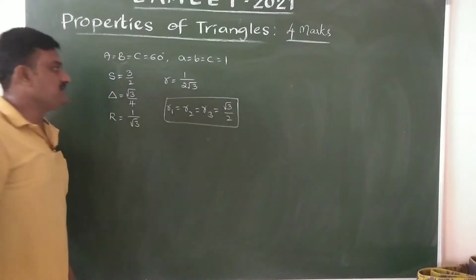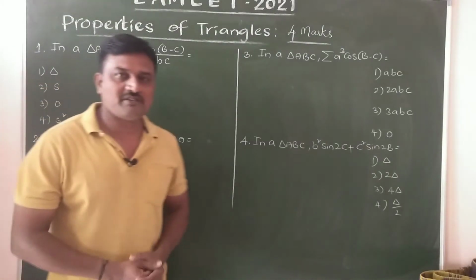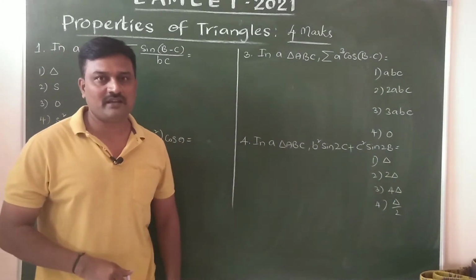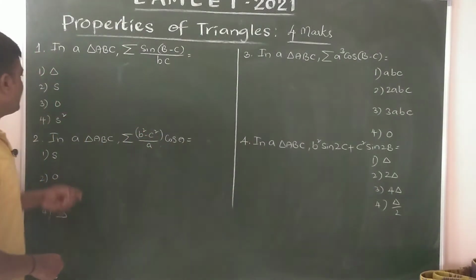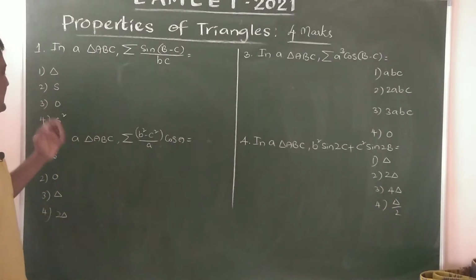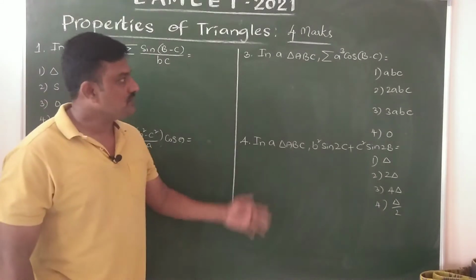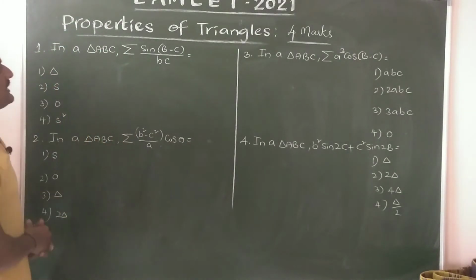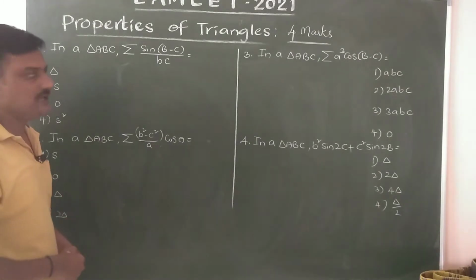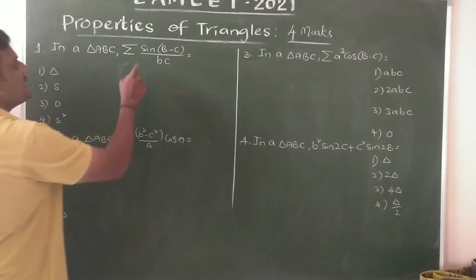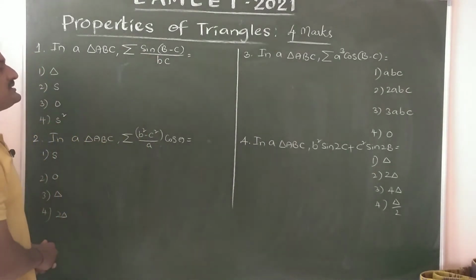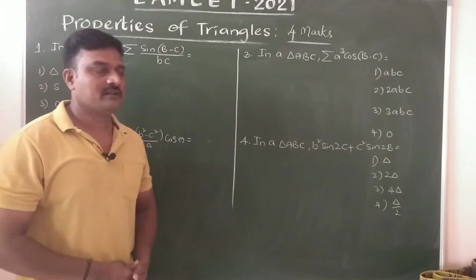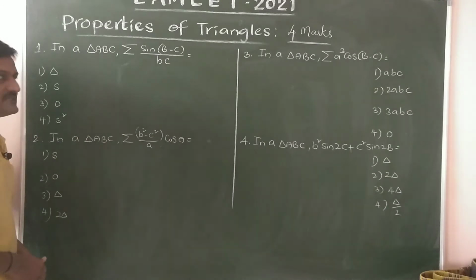You can apply these values to our problem. Let us go with our problems by using our shortcut method, that is the magic triangle method. By using the magic triangle we know the values of s, delta, capital R, small r, R1, R2, R3. Let us apply. The given problem is in a triangle ABC, every problem belongs to one triangle ABC. Here, sigma sin of b minus c by bc equals what? Clearly we know a number of formulas are there, but we can apply the shortcut method.